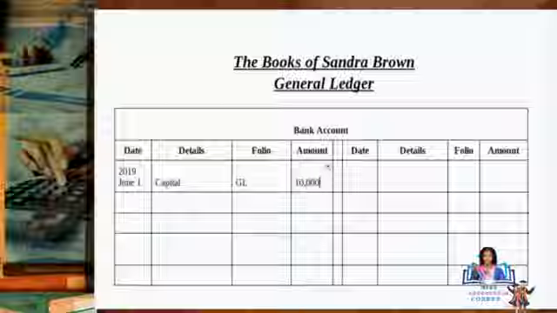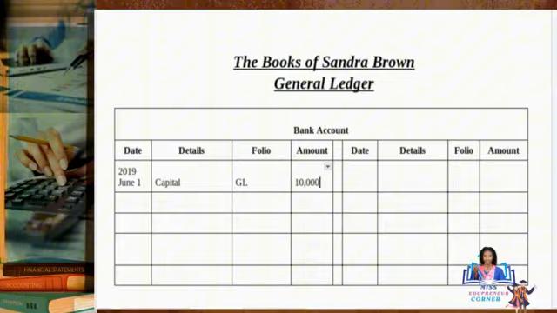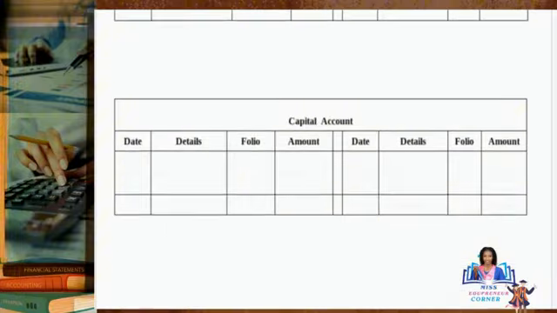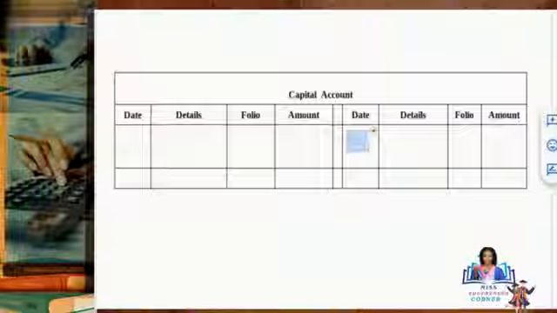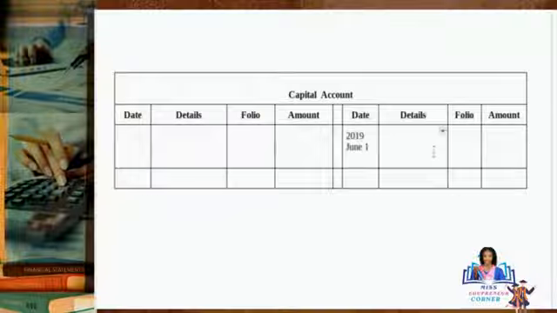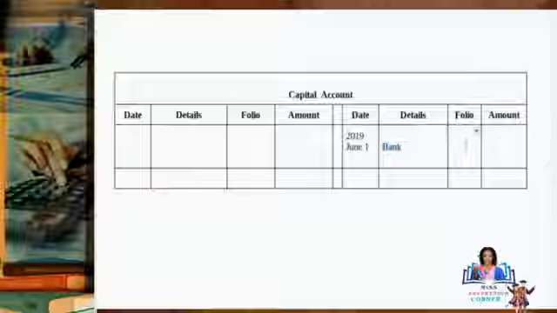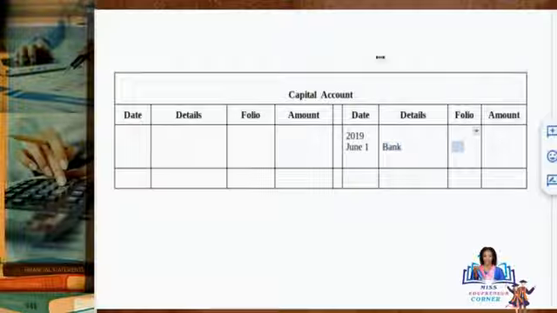So now we need to go down to our capital account and reflect the same entry. So here we have our capital account. It is also in the general ledger. We're to come to the credit side and make the transaction on June 1. So we insert the date, June 1, 2019. The name of the other account affected, which would be bank. So where can the bank account be found? It is also found in the general ledger. So we put GL for short. And the amount is $10,000.